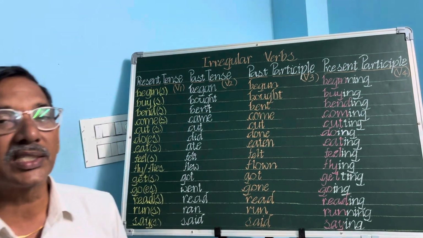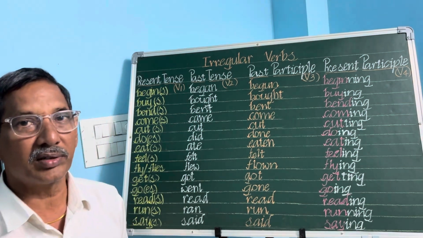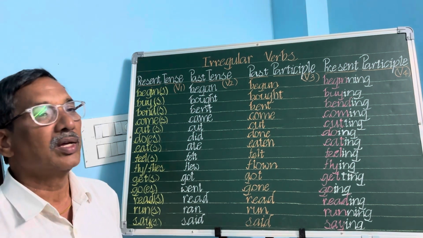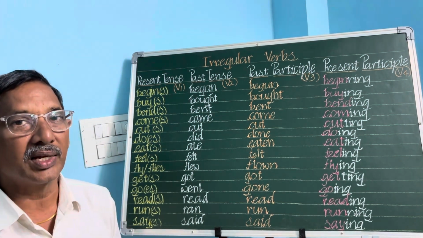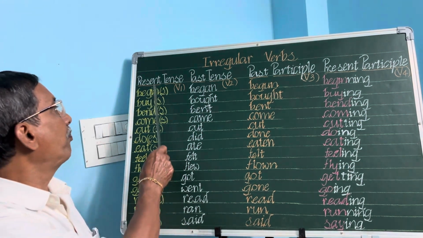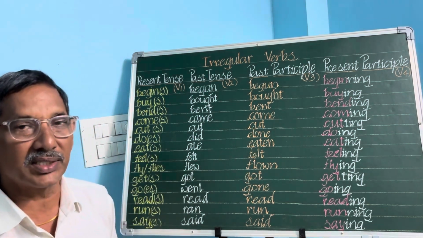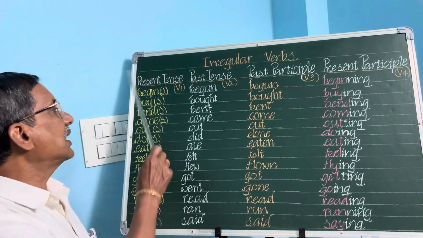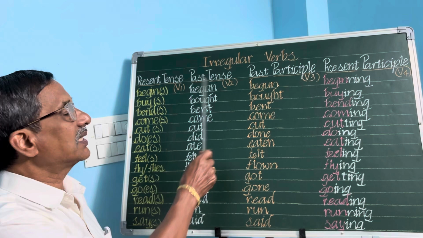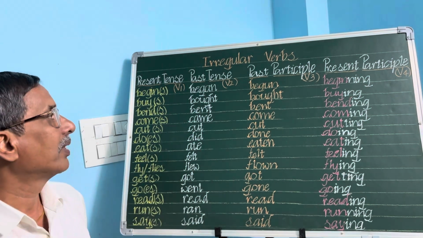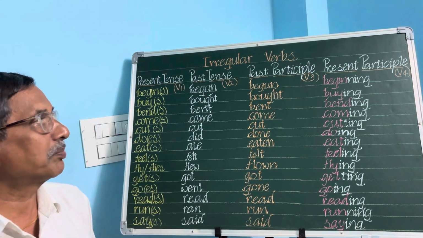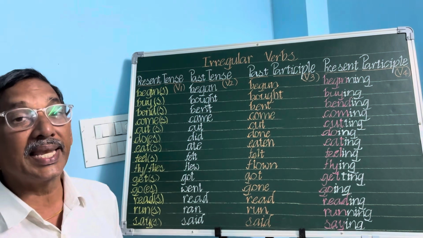Let us discuss only a few verbs, because we cannot discuss all the irregular verbs in this small session. We will talk about a few verbs and the formation of their other tenses and other forms. See here, let us take, for example, the verb begin. The s form of the verb is begins. Begin or begins, present tense. Past tense is began. And past participle is begun. And the present participle or V4 form of the verb is beginning.